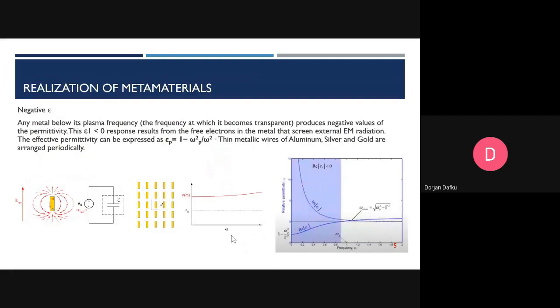Okay, how is the negative permittivity made? Negative permittivity is related to the electric field. Any metal below the plasma frequency, which is the frequency at which it becomes transparent, produces a negative value of permittivity. This is also expressed in the equation below, where ωp means the angular frequency of the propagating plasma over the angular frequency of the propagating wave. Metals which are used to make the negative permittivity are copper, aluminum, silver, and gold. Go to the next slide.